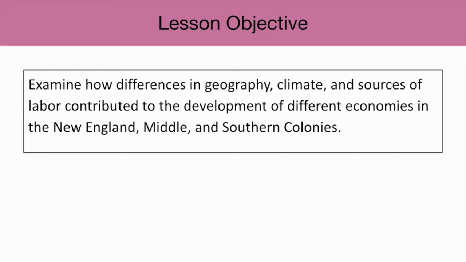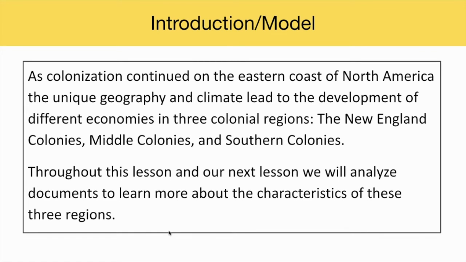In this lesson, students will examine how differences in geography, climate, and sources of labor contributed to the development of different economies in the New England, Middle, and Southern colonies. For our introduction and model slides, we will take some time to build the necessary background that will help students to engage with the sources in this lesson. We'll share with students that as colonization continued on the eastern coast of North America, the unique geography and climate led to the development of different economies in 3 colonial regions: the New England colonies, Middle colonies, and Southern colonies.